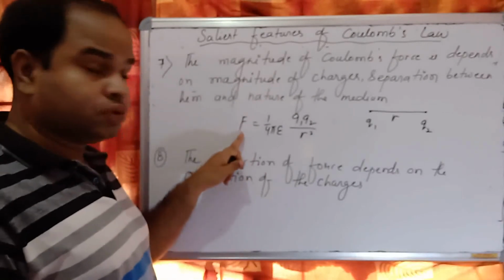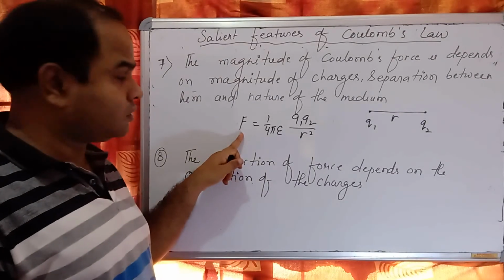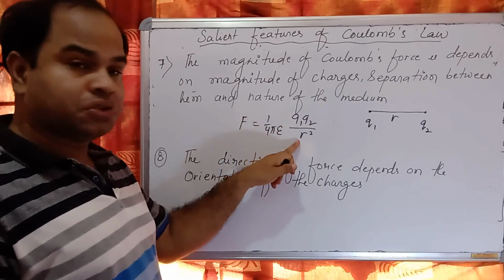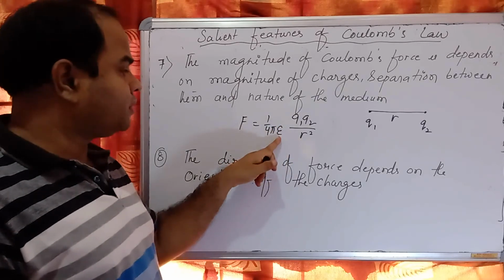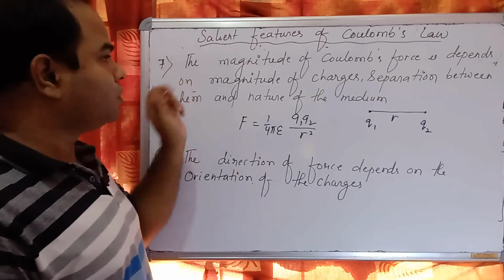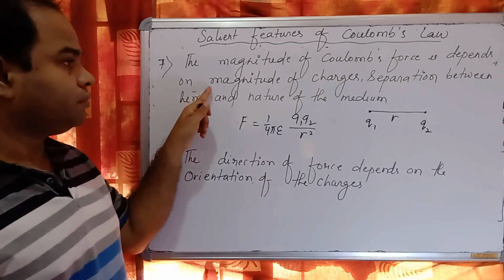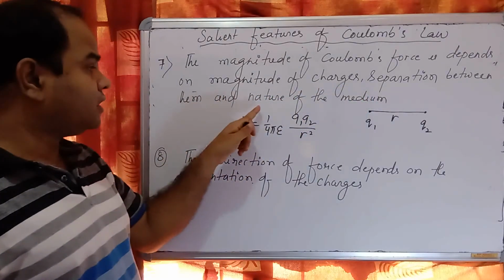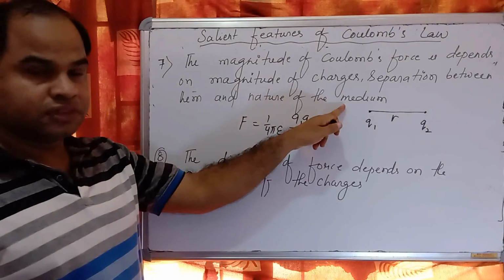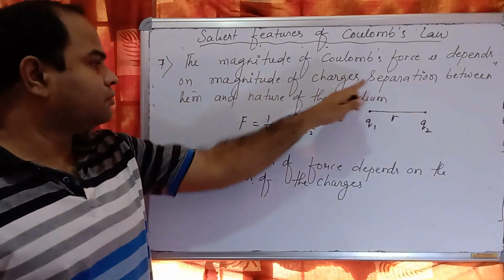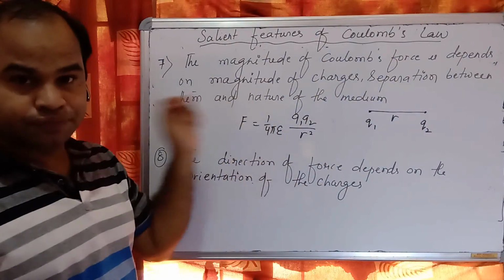So Coulomb's force between the two charges depends on the charges, on the separation between the two charges, and also on the medium permittivity. The magnitude of Coulomb's force depends on the magnitude of charges, the separation between them, and the nature of the medium.